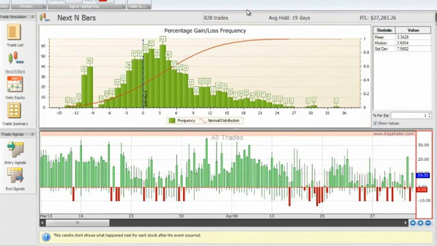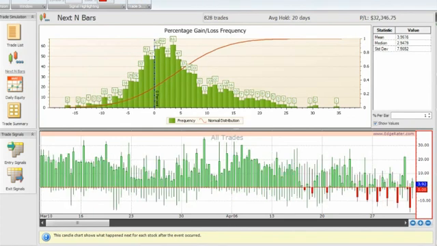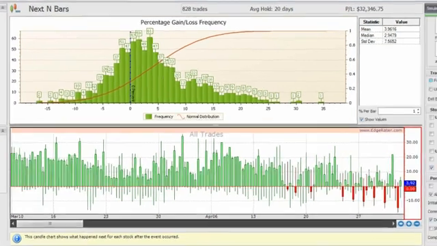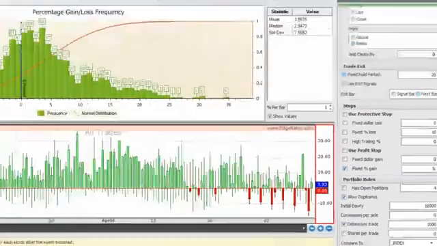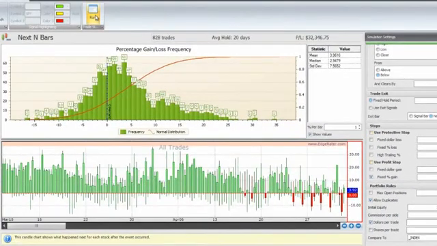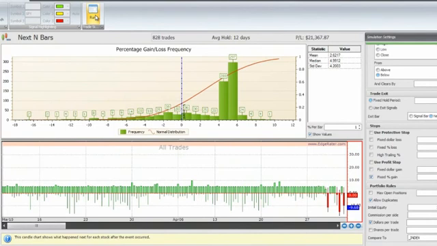Okay, now let's take this from a different angle. Let's use a fixed percentage gain. Okay. And let's say 5%. If you gain 5%, and then you just take the trade off, let's see how that works out. Well, that's not too bad. That's not too bad, and it's interesting to see down here.